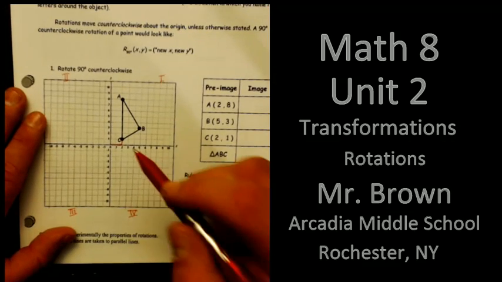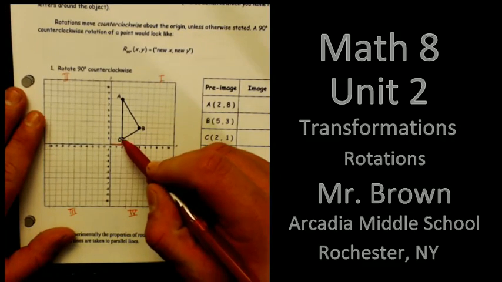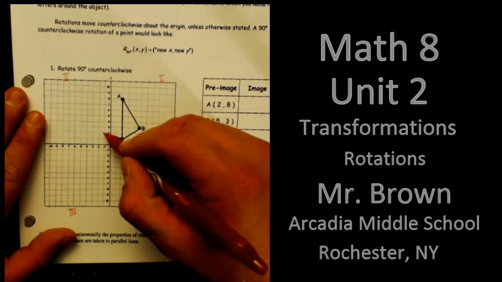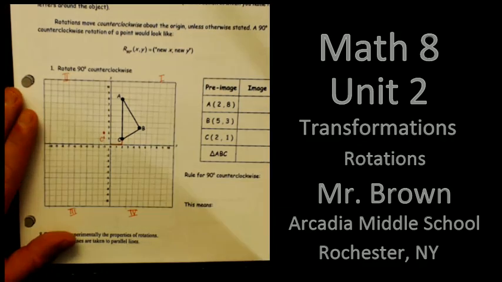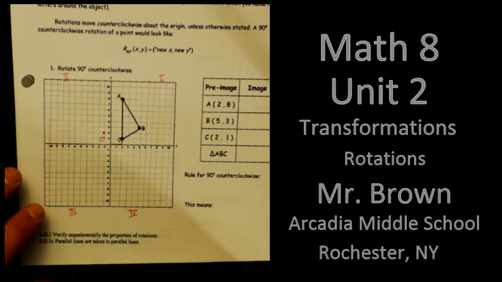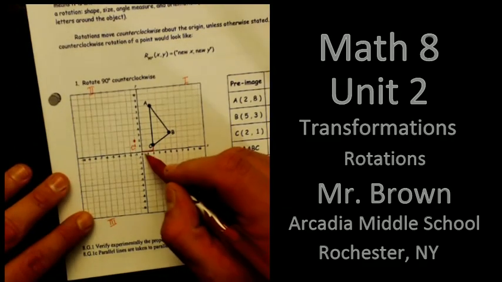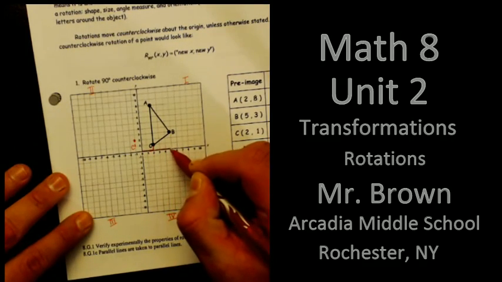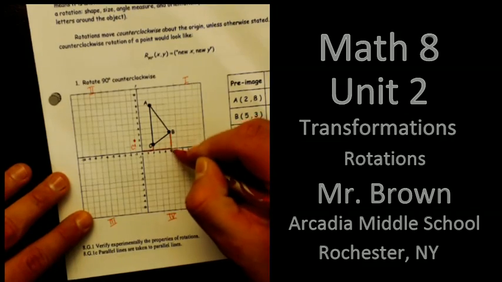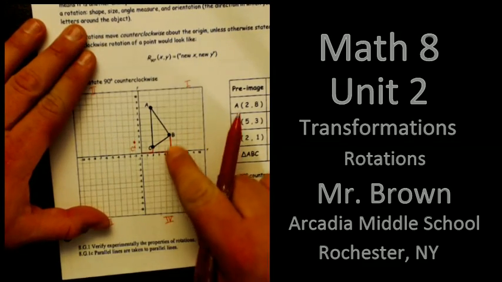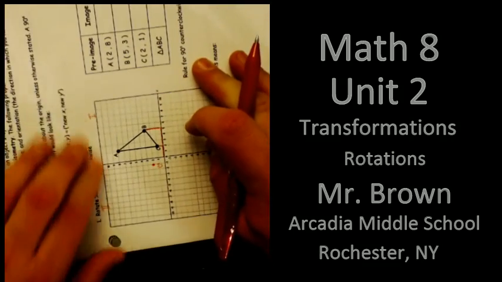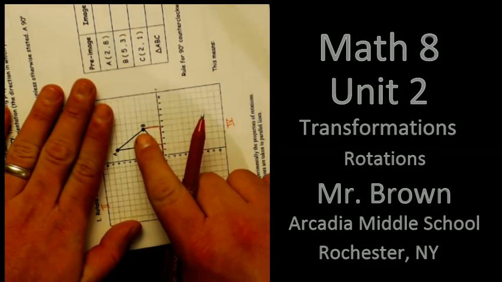So what we're going to do is, since that would go up 2 and back 1, we're going to plot this point. So there's C prime. B is over 5 up 3. And if I were to rotate this, you'll notice that the path actually looks like it changes. And B would rotate into the second quadrant.